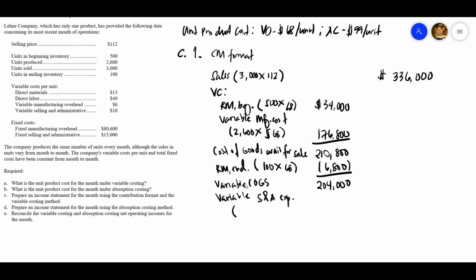Now, how do we get that? In here we have $10. What is the multiplier here? It will be your units sold of 3,000 units, so 3,000 times 10 is 30,000. When we add your variable cost of goods sold and variable selling and administrative expense, it will give us a variable cost of $234,000.